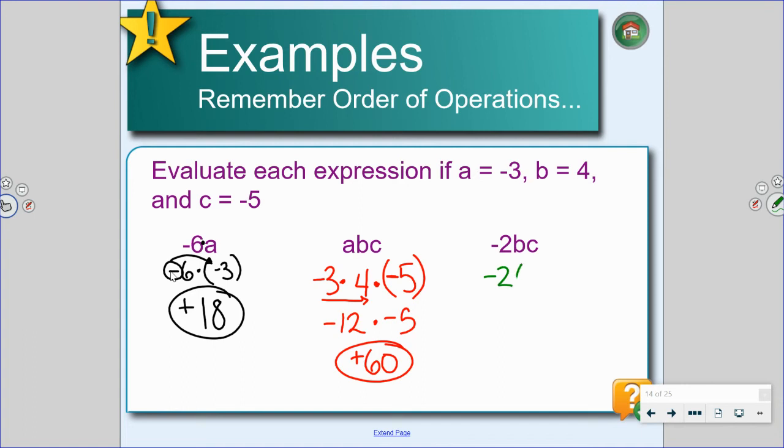Last example, -2 times B times C. If you want, pause the video, do it on your own. Come on back when you're ready. I'm going to put parentheses here, but really this just means multiplication. -2 times 4, the opposite of 2 fours is going to be -8. And the opposite of going down repeatedly is going to be going up repeatedly for +40.